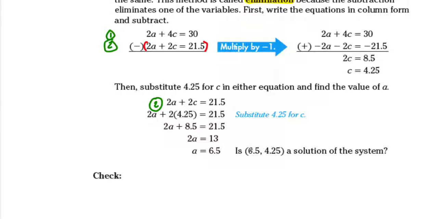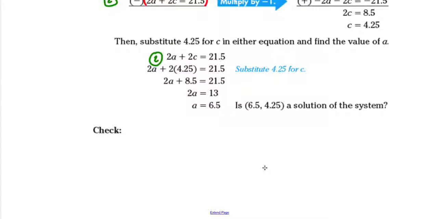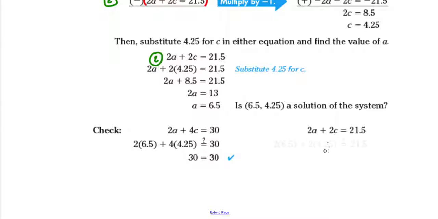Now, how do we know if 6.5 and 4.25 is a solution to our system? All we need to do is check it. First equation, 2a plus 4c equals 30. Substitute 6.5 and 4.25 for a and c, and we end up with 30 equals 30. This checks out for the first equation. For our second equation, we substitute the same thing, 6.5 for a and 4.25 for c, and we still end up with 21.5, a true statement. Therefore, the ordered pair 6.5 and 4.25 checks out.